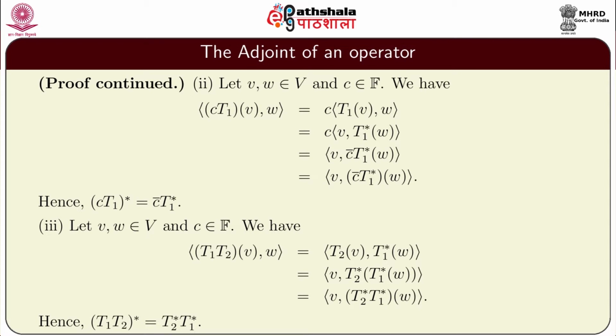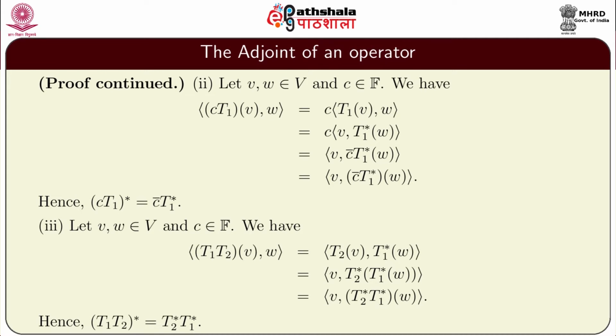Similarly, we consider vectors V and W and scalar C and look at the inner product (C T1)V comma W. So, that is C times inner product T1 V comma W, and that is C times inner product V comma T1 star W. If we absorb C inside, then it becomes inner product V comma C bar T1 star W, and that is equal to inner product V comma (C bar T1 star)(W). Again, by the same argument, (C T1) star is C bar T1 star.